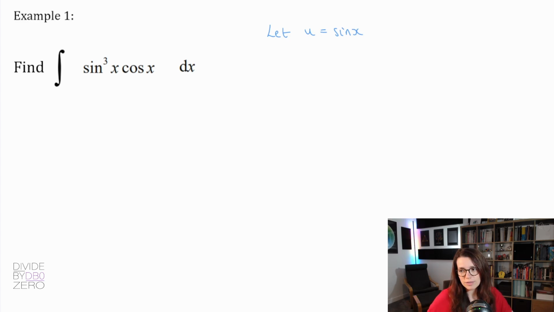Now, the reason I've chosen sine x instead of cos x is because it's the sine x that is cubed. So when we go to replace things inside this integral or substitute things, instead of saying sine cubed x, we can just say u cubed.